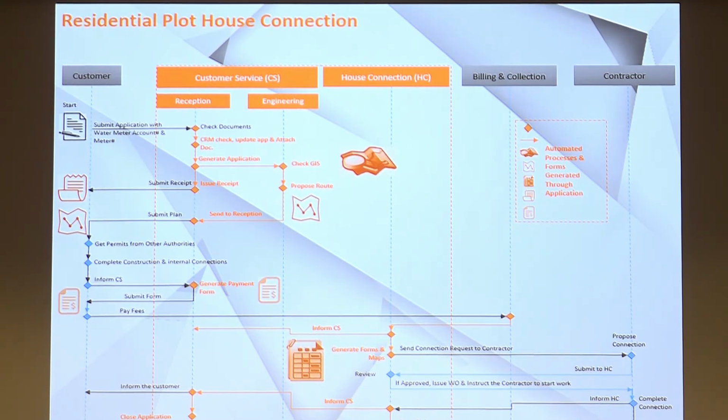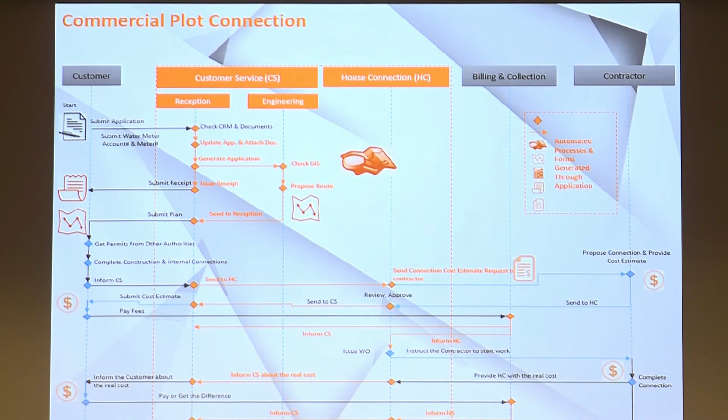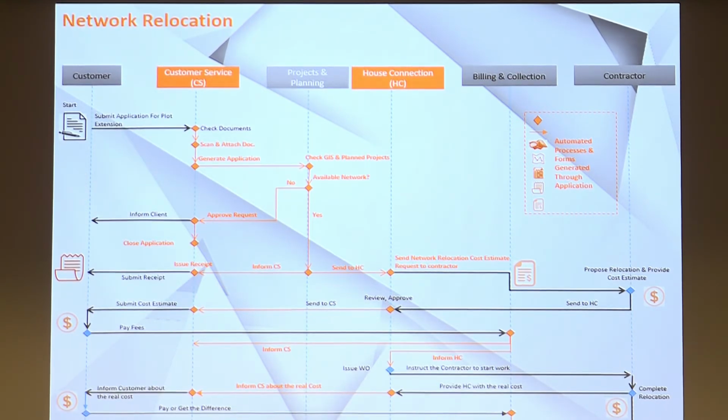So this is one example for residential. In the same way, we have some other activities. The workflow is only a little different, where the contractor has to give some approvals and the user has to pay the fees. So this is one example for commercial plots. Then for network relocation, we have involvement from our projects and planning division. They will tell us whether to give approval or not, and based on that, a decision can be taken.